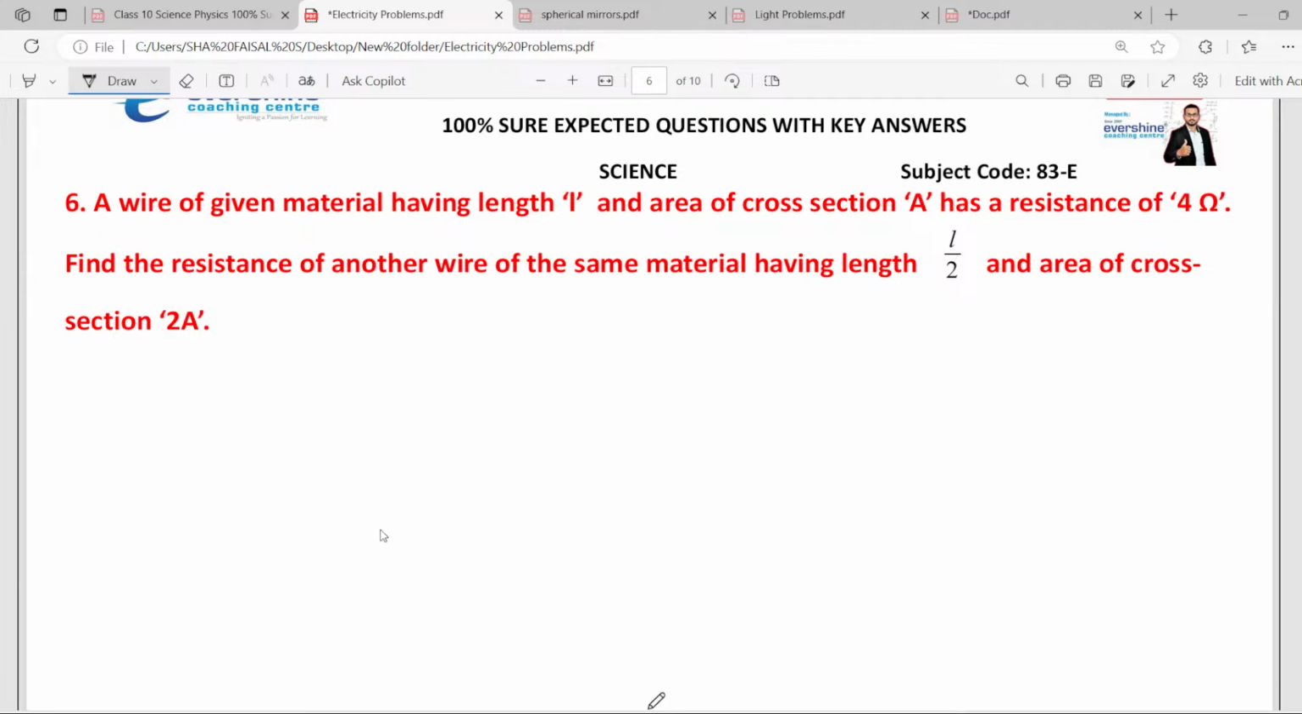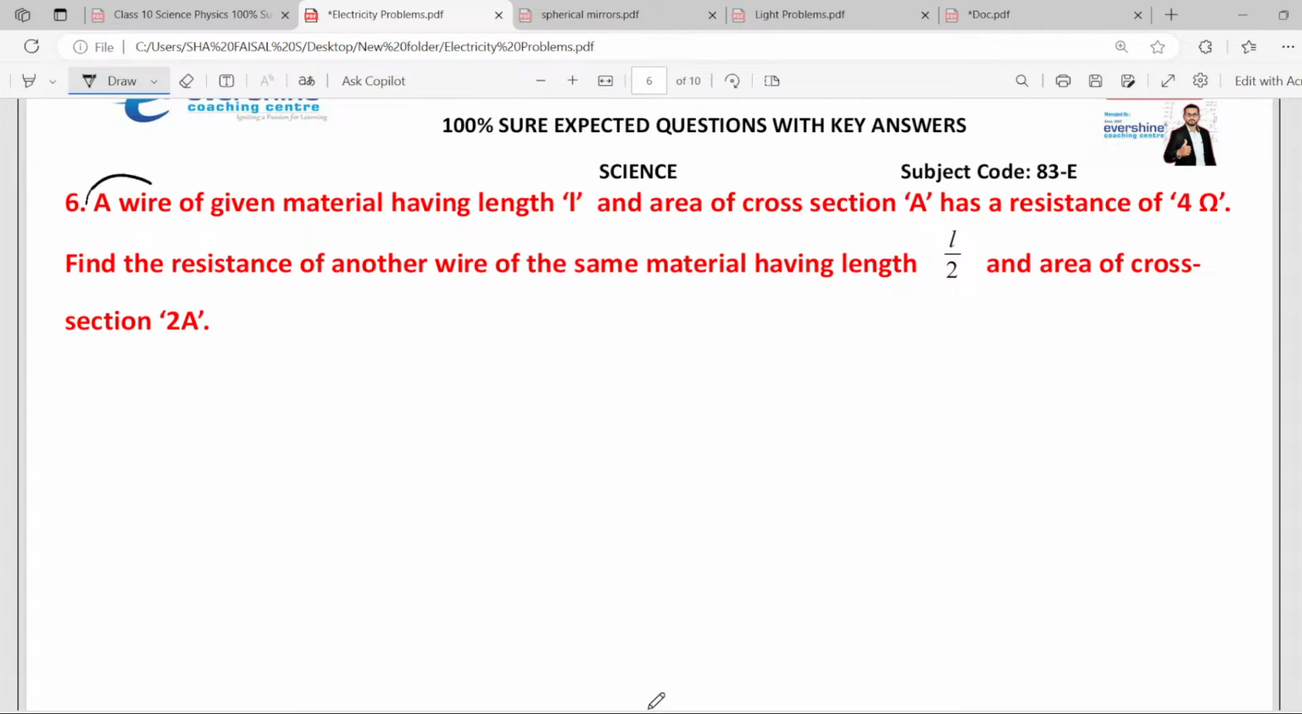Now the next question is on the screen. Hope you might know the answer for this. If not, 100% I'll be solving it here. A wire of a given material having length L and area of cross section A has a resistance of 4 ohm. Find the resistance of another wire of the same material having length L by 2 and area of cross section 2A. Very important and very interesting question.